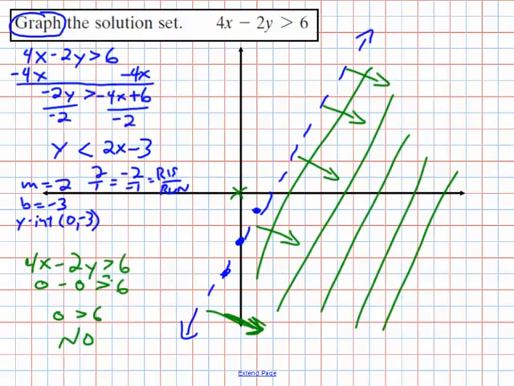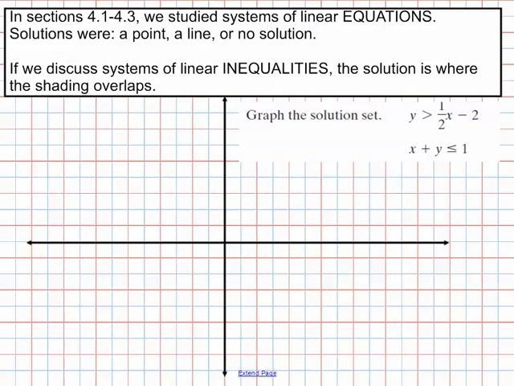All right, so let's pause here and say, well, if we've got a system of equations, we've got either a point or a line, or there's no solution because they're parallel. That's a system of linear equations. In a system of linear inequalities, so here's our linear inequalities that we're talking about in this chapter, the solution is where the shading overlaps.